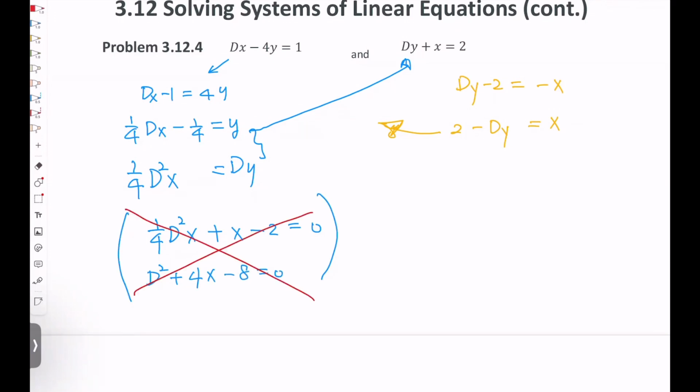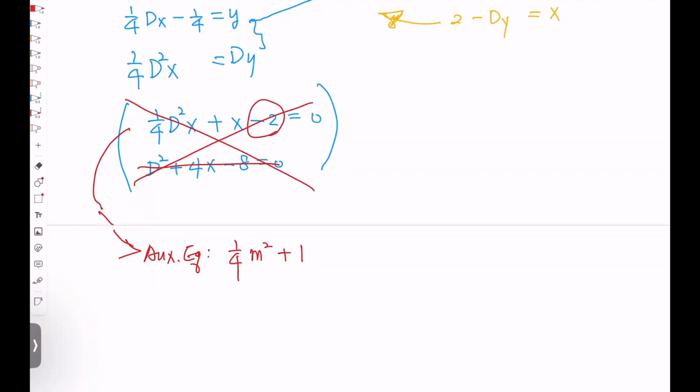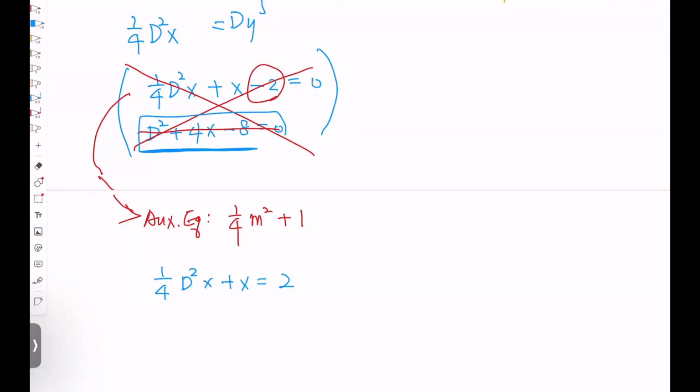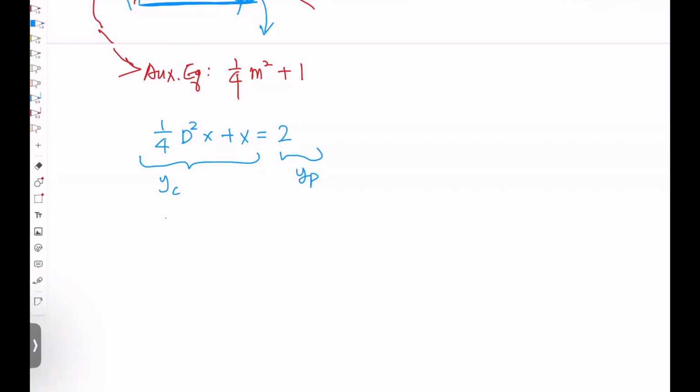This is wrong. Why? From here, if we want to put it into the auxiliary equation, 1 over 4 m squared plus, there's no prime, so that's 1. Now, what are you going to do with this negative 2? We cannot do that, so we need to keep it on the right-hand side. We cannot bring the constant to the left-hand side. If you bring the constant to the left-hand side, there's no way we can do the auxiliary equation for just a constant. So this one, we need to use the auxiliary equation, this as yp, and this is going to be yc. So for yc, we have 1 over 4 m squared plus 1 equals 0.